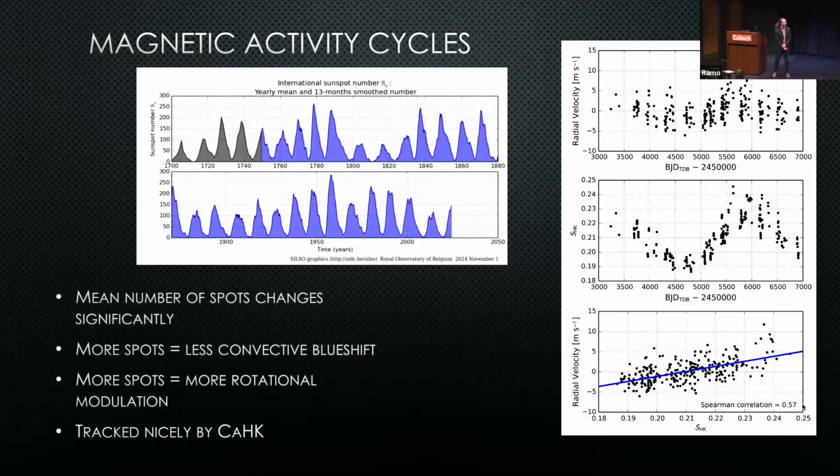And then we have magnetic activity cycles. We heard a lot about this this morning. This, of course, we see as the 11-year solar cycle in the sun. Up here on the top left, I'm plotting the mean number of star spots on the sun as observed going as far back as the year 1700.